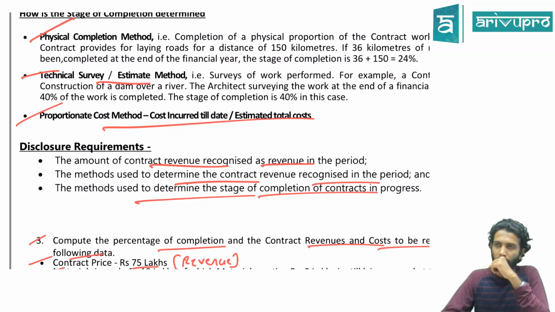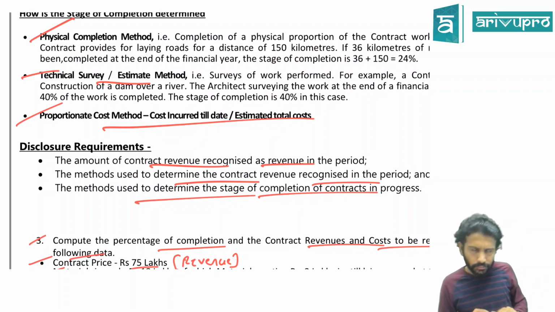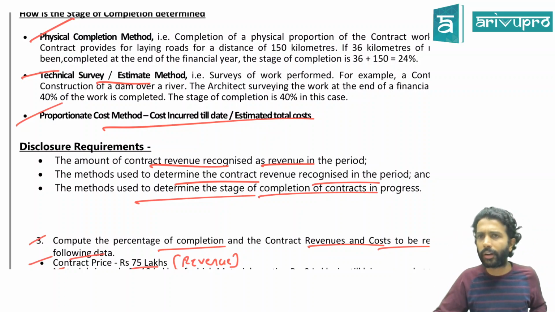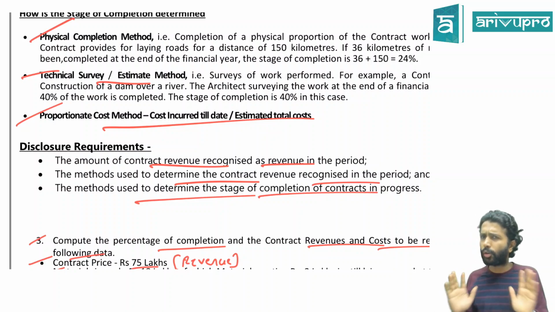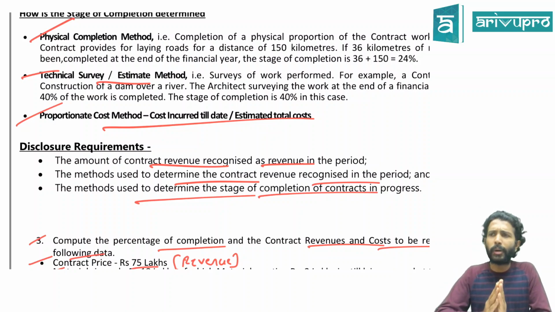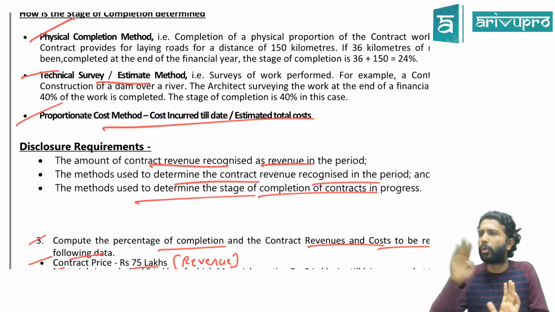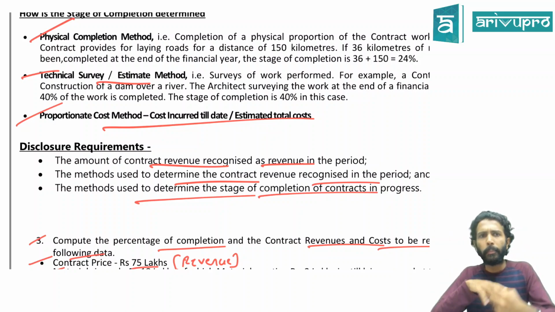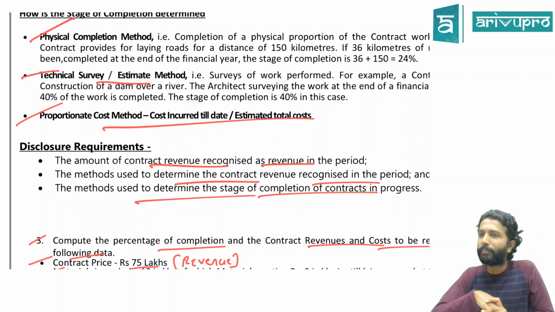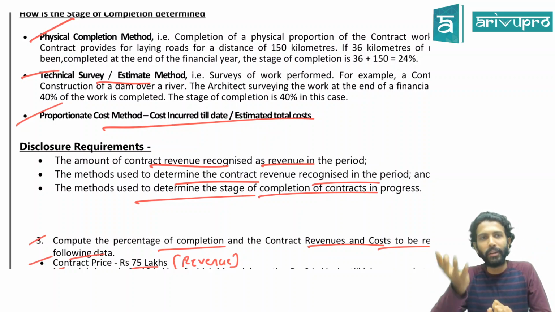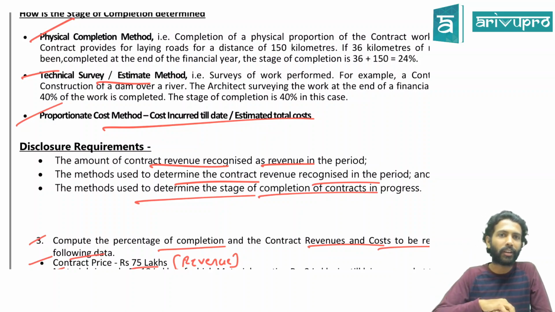Now you imagine there is a scope of manipulation here. Let's say construction is going on, and the contractor wants to recognize more revenue and show it in his books. On 31st March, he will buy all the material required for the next 4 months and pay all the laborers advance. Okay, cost incurred will increase. So what will happen to the percentage of completion? Increase. So what will happen to revenue recognition? Increase.